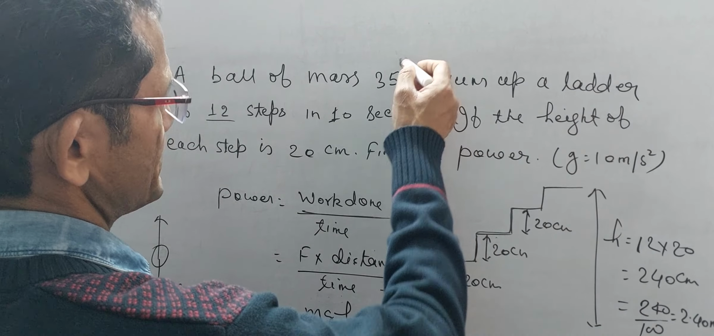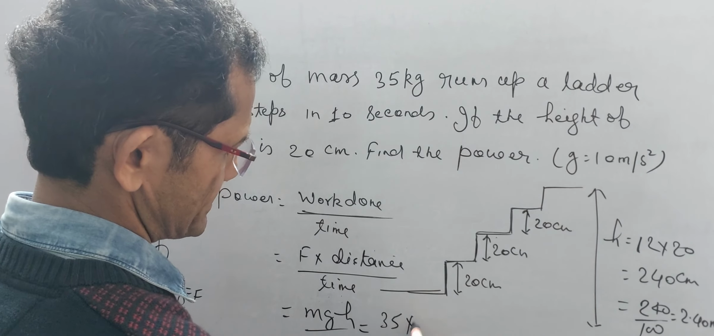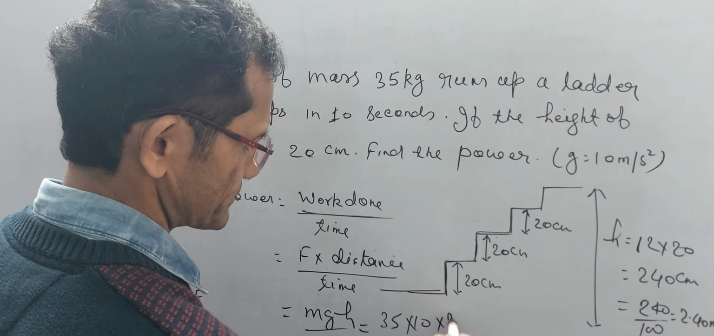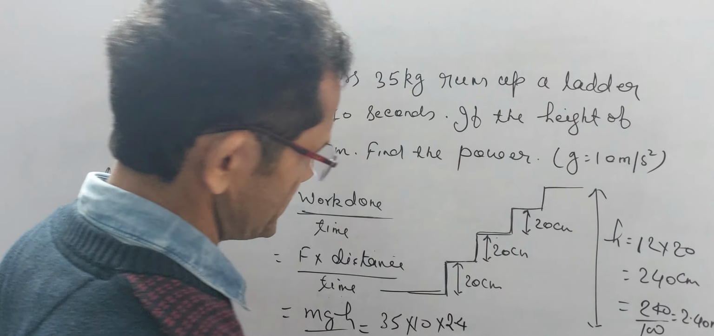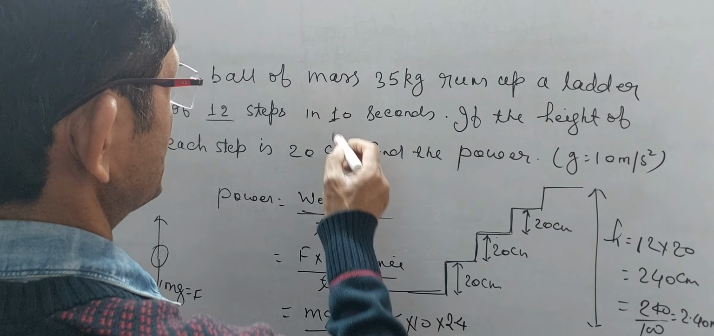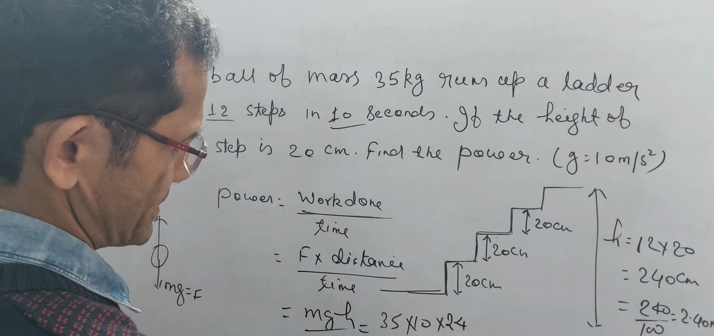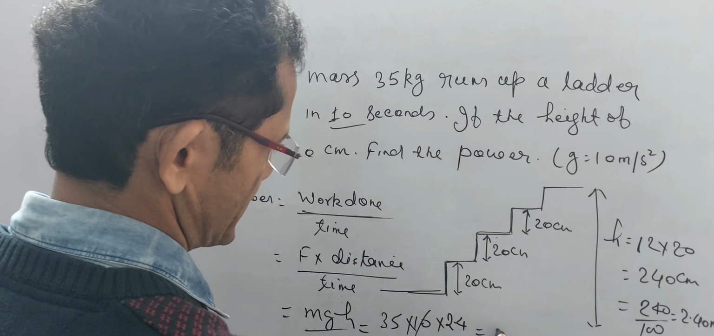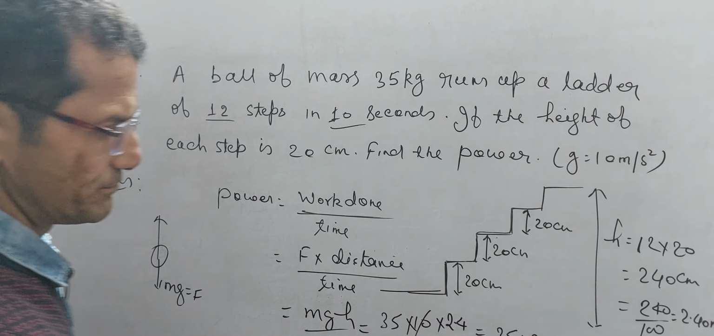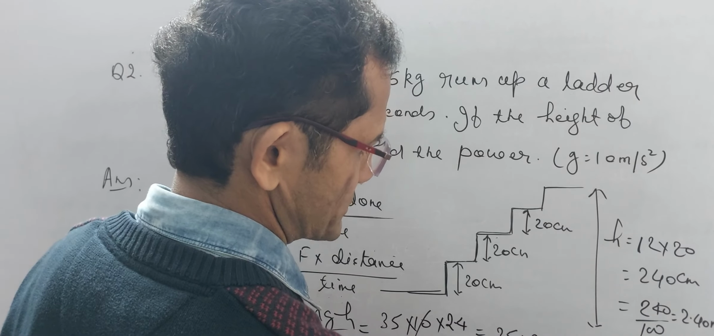The mass of the ball is 35, we take g as 10, and the height is 2.4 meter, and the ball goes upward to cover 12 steps in a time of 10 seconds. So we have to divide this mgh by 10. 10 cancels out. After simplifying, 35 multiplied by 24 will be your power. Power is in joule per second, and joule per second we also call watt.